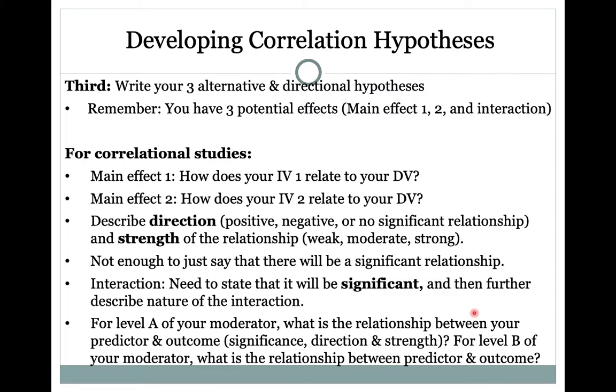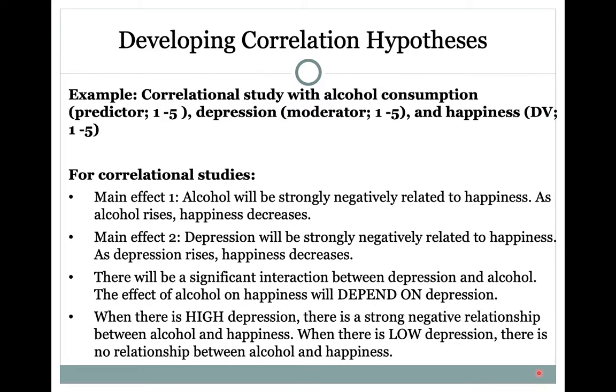An easy way to do that is to follow this format right here. So for level A of your moderator, what is the relationship between your predictor and outcome, the significance, direction, and strength? And then for level B of your moderator, what is the relationship between the predictor and outcome? Let's do a quick example.